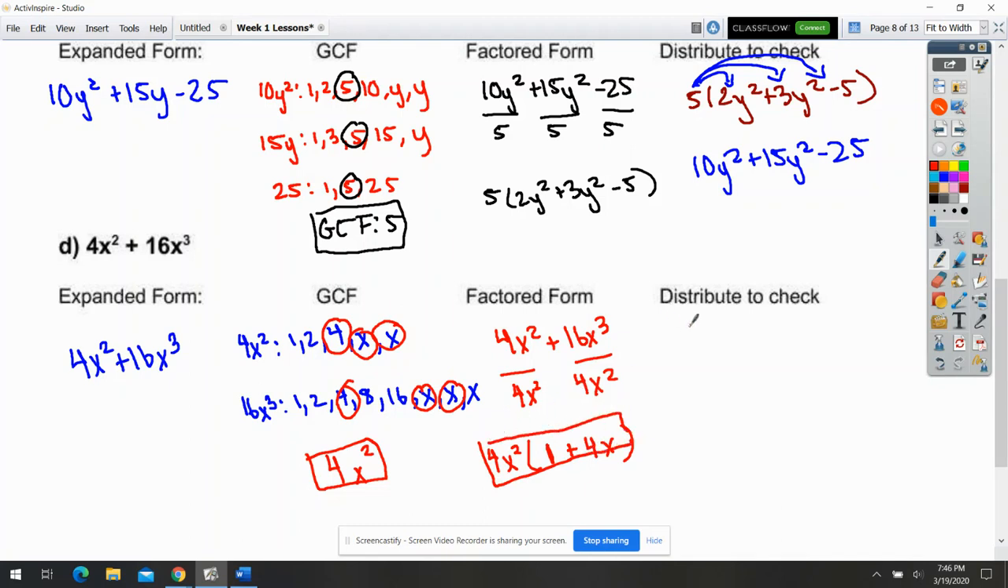Okay? So I'm going to rewrite our factored form. Let's check if we get back to our original. So let's distribute. So we have 4x squared times 1 is 4x squared. And 4x squared times 4x would give us the 16x to the third power. You just add the 2 and the 1 here for the exponent.